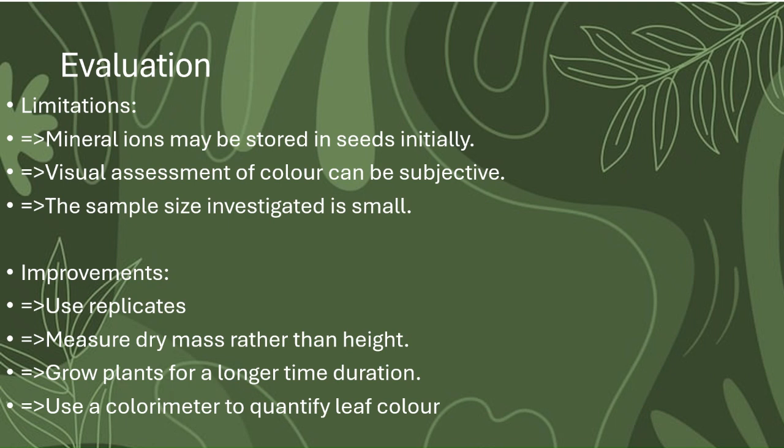So now to look at how we can improve our practicals. Use replicates, so repeat the practicals. Measure the dry mass rather than the height. You can also grow the plants for a longer time duration, so you can actually observe the results. And another one, this is quite an interesting one, is to use a colorimeter to quantify the leaf color, because leaf color is subjective. A colorimeter gives you the opportunity to quantify this data. So improving the quality of the data you collect.